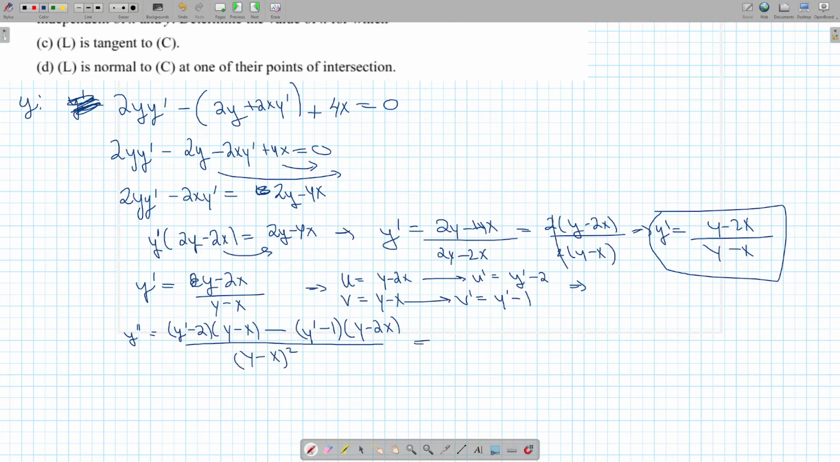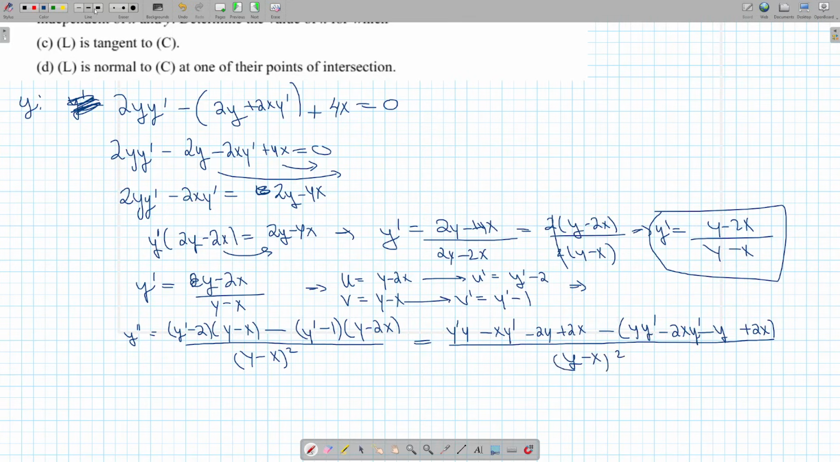Now we're going to continue. We need to distribute everything. So y prime times y is y prime y. Y prime times minus x is minus x y prime. Minus 2 times y is minus 2y. Minus 2 times minus x is plus 2x. Minus, let's distribute these two. Y prime times y is y prime y. Y prime times minus 2x is minus 2x y prime. Minus 1 times y is minus y. Minus 1 times minus 2x is plus 2x. All over y minus x squared. You're going to see, guys, now that a lot of stuff is going to get cancelled with each other.